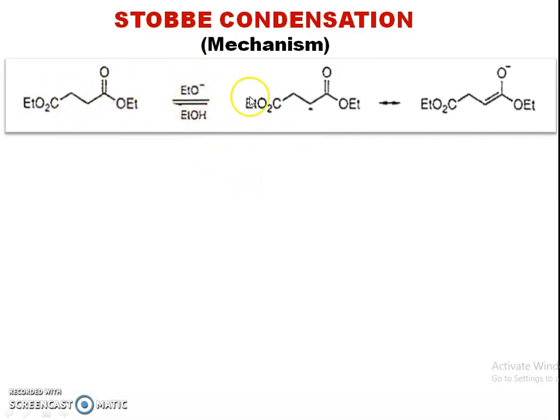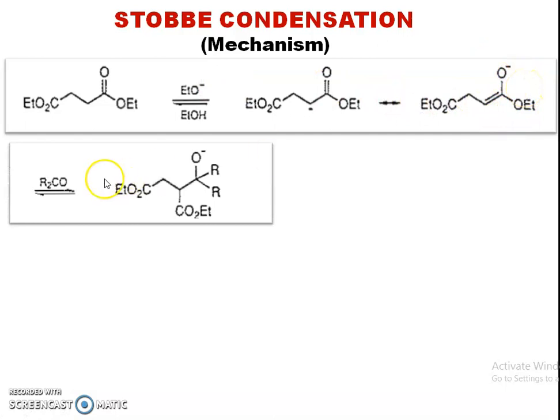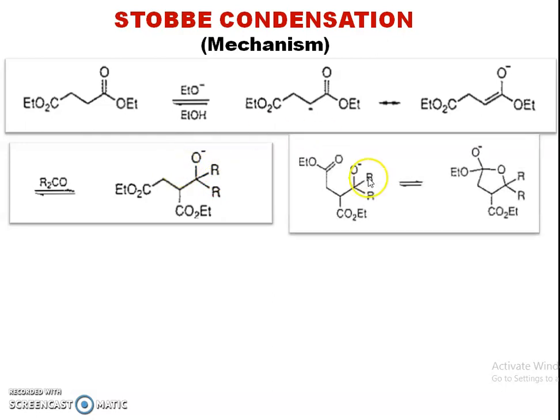Coming to the mechanism, first enolate formation. This is the diester. In presence of a base, it gets enolated, and this enolate of the diester will be added to the carbonyl and form an intermediate alkoxide like this. This intermediate alkoxide can undergo an intramolecular cyclization because it contains a nucleophile and an electrophile. This nucleophile is added to the electrophile and forms a lactone structure.